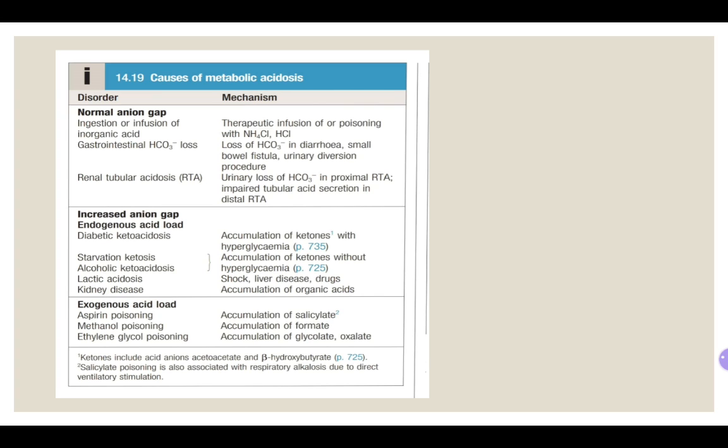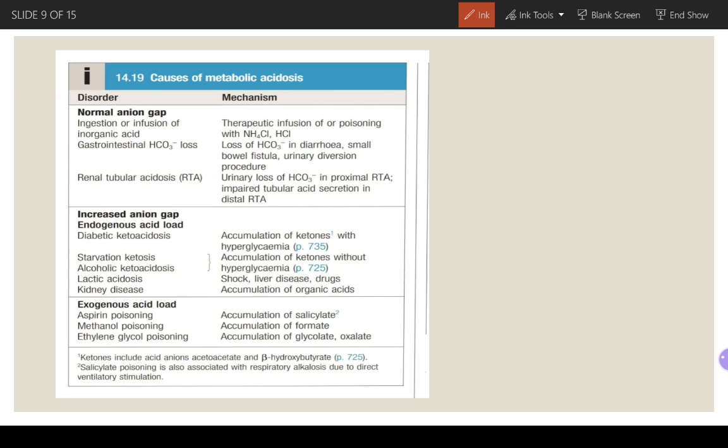Now coming to the causes of metabolic acidosis. Why is metabolic acidosis caused? In the causes you have two types. One is the normal anion gap and the other is increased anion gap. Okay, so anion gap is basically the difference between the cations, that is sodium and potassium, and the anions, that is chloride and bicarbonate. So in a normal body, this gap is present due to other anions like phosphate or albumin or anything like that.